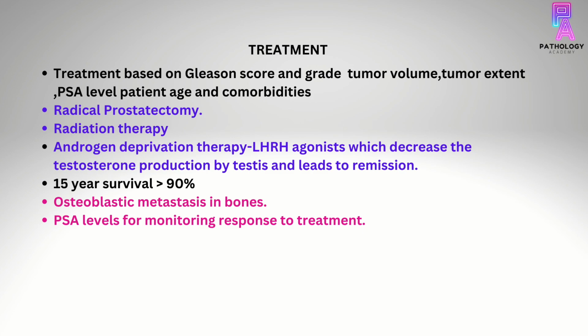Generally, radical prostatectomy is sufficient for treatment. Some patients require radiation therapy and androgen deprivation therapy. Earlier, bilateral orchiectomy was done for androgen deprivation therapy, but now LHRH or luteinizing hormone releasing hormone agonists are given, which decrease the testosterone production by testes and lead to remission. The 15-year survival rate is generally more than 90%.